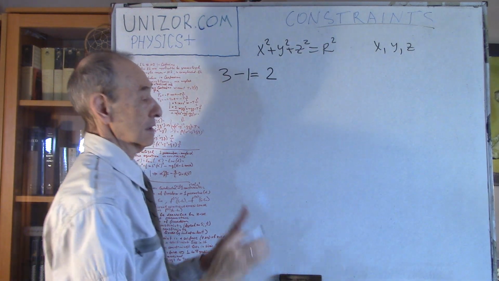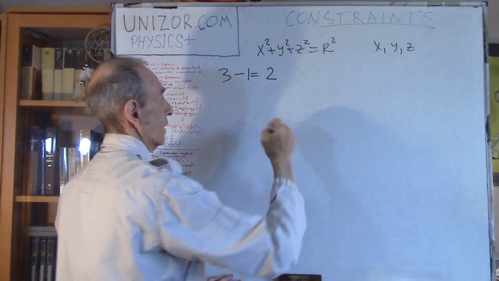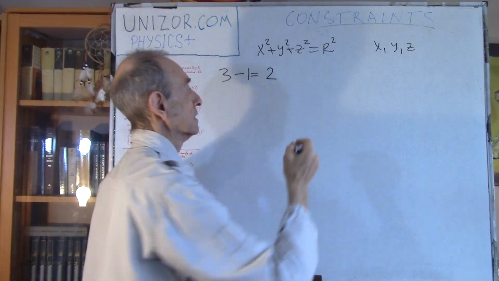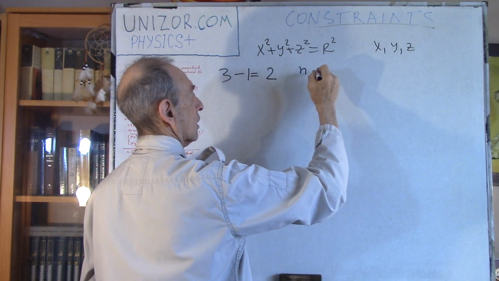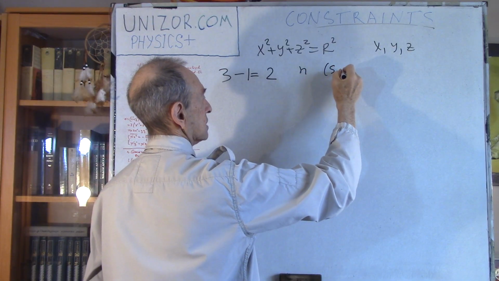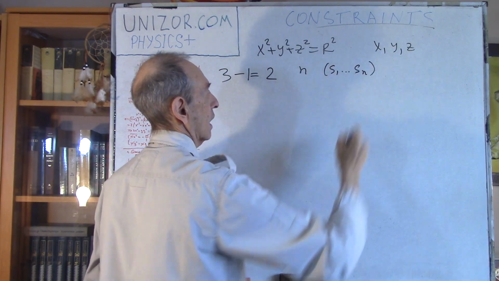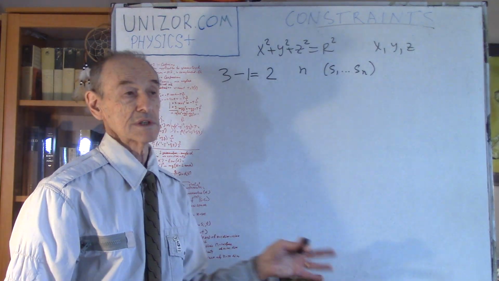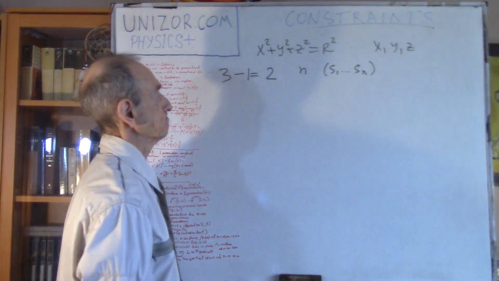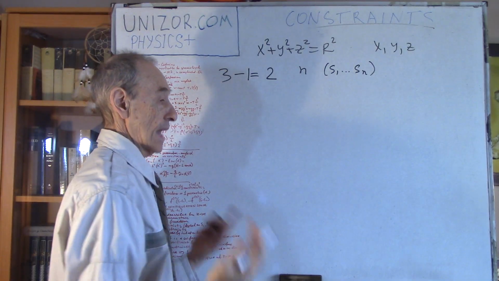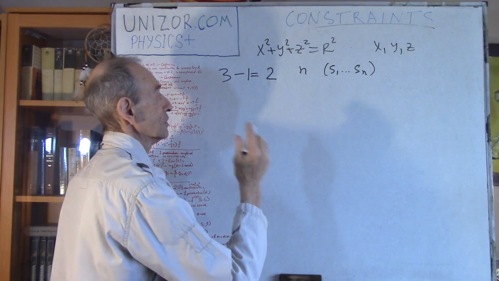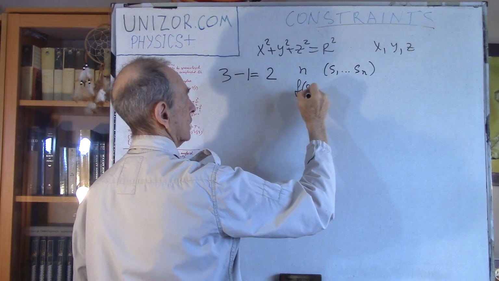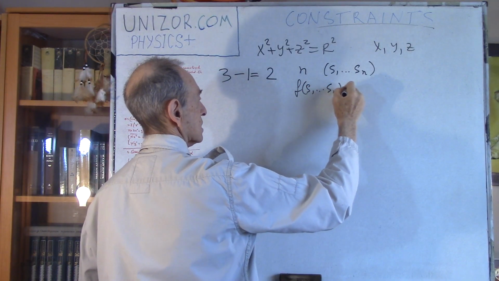Here is what I have written. Now, let me generalize. If I have a movement of a system in an n-dimensional configuration space, where S1, etc., Sn are coordinates, maybe it's a Euclidean space with Cartesian coordinates, it doesn't really matter what it is. Now, let me introduce one particular constraint. Let's say f of S1 through Sn is equal to 0.